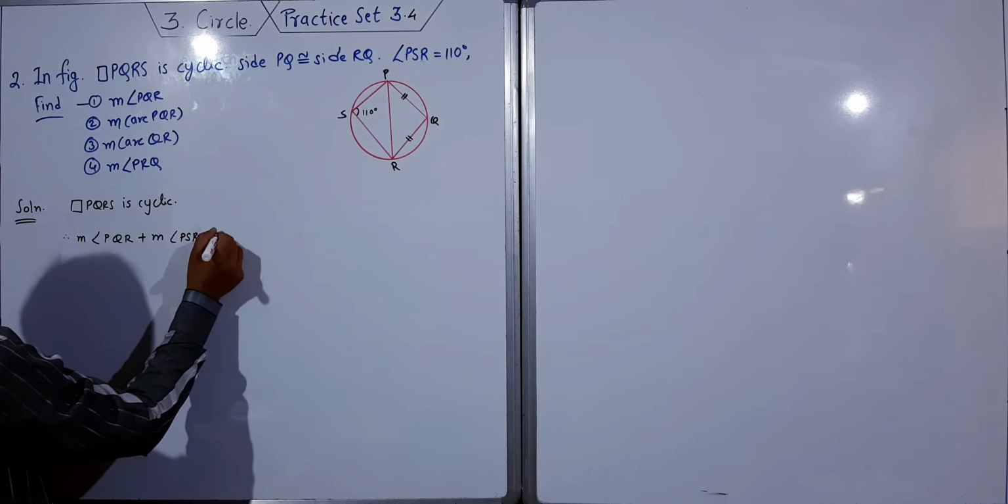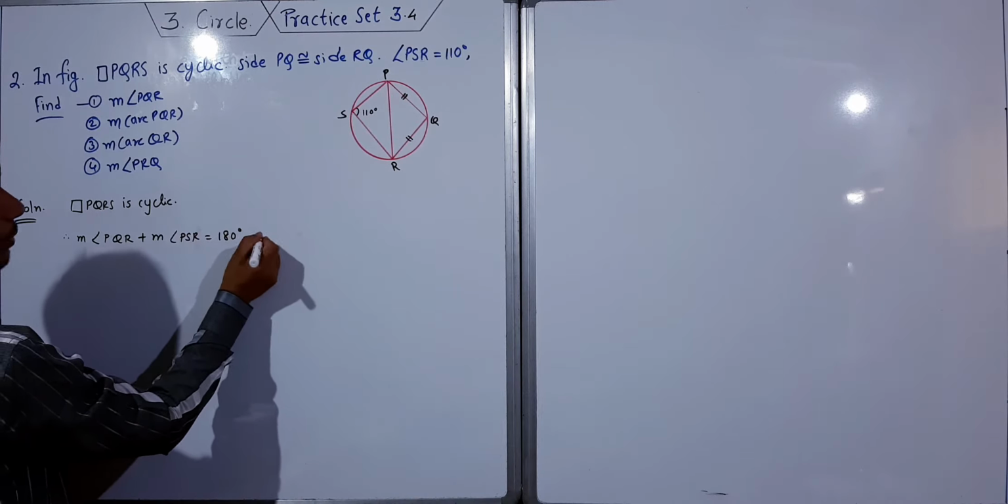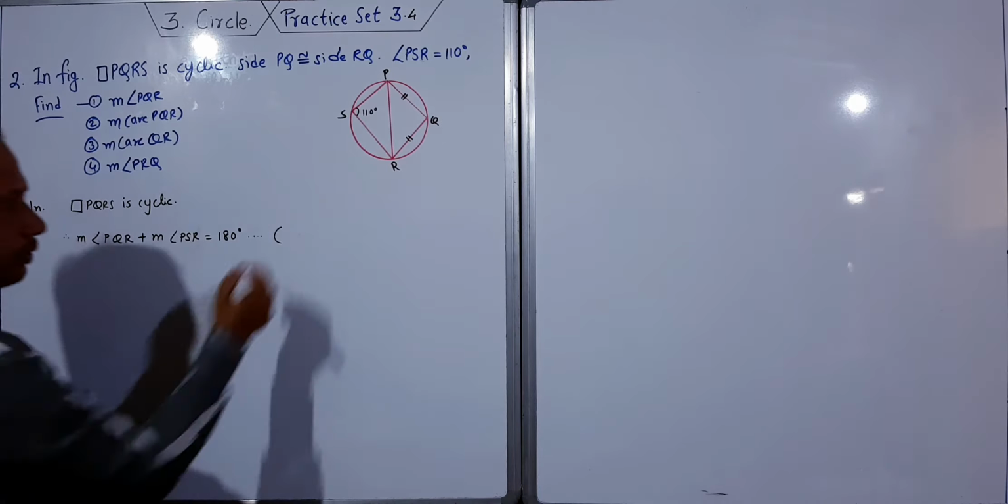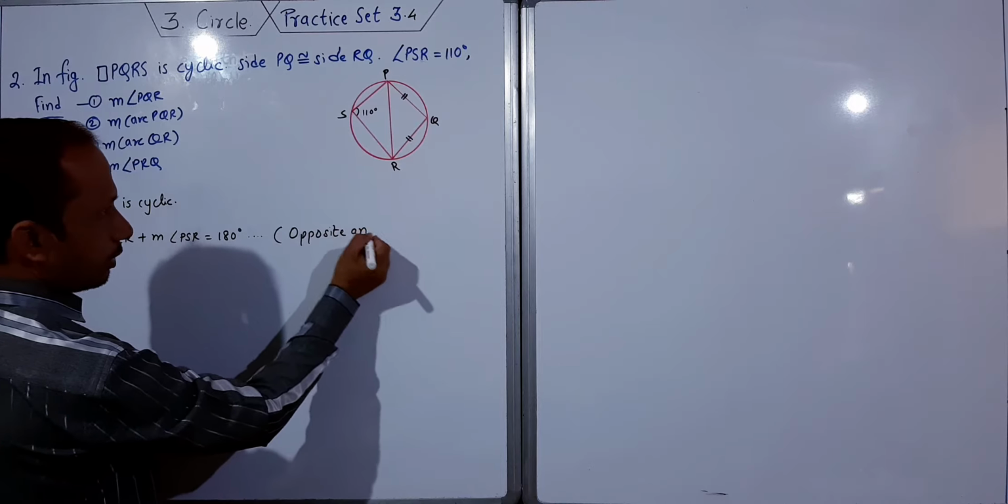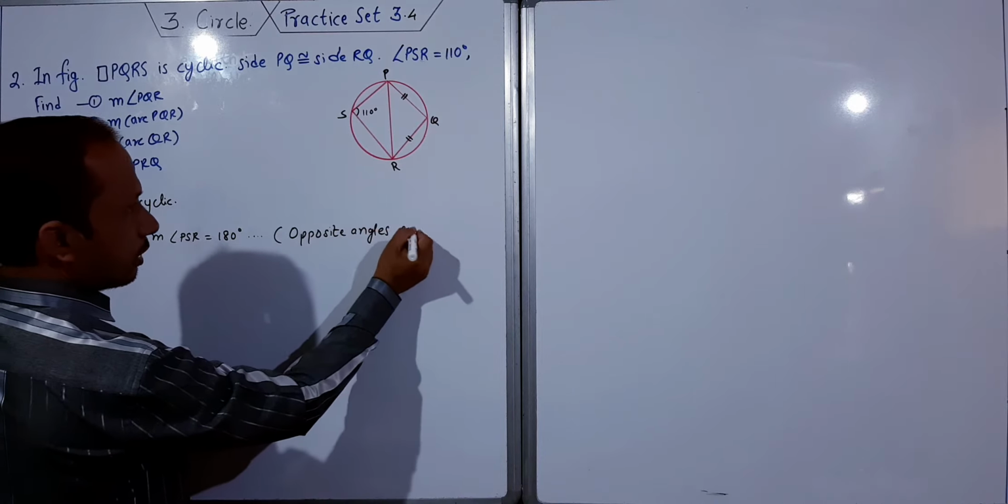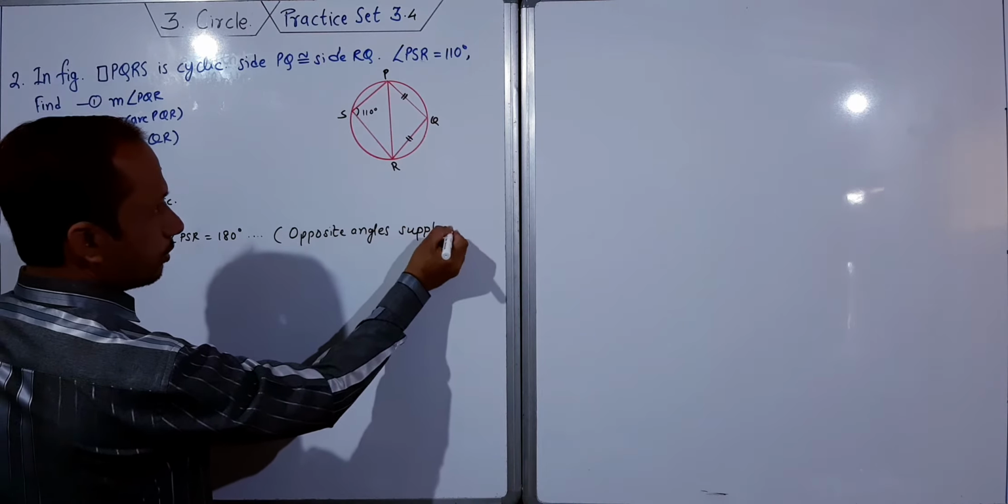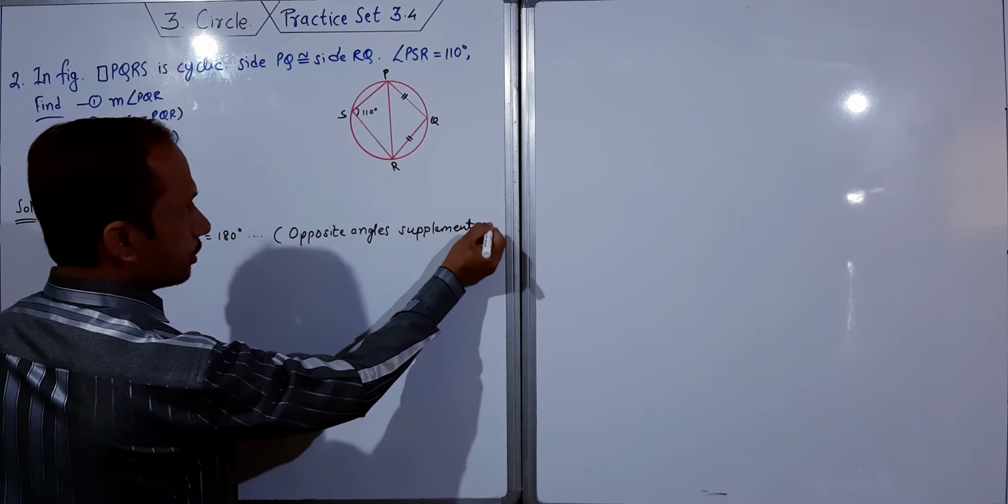PSR is equal to 180. Opposite angles are supplementary. In the case of a cyclic quadrilateral, opposite angles are supplementary. You just have to mention this.